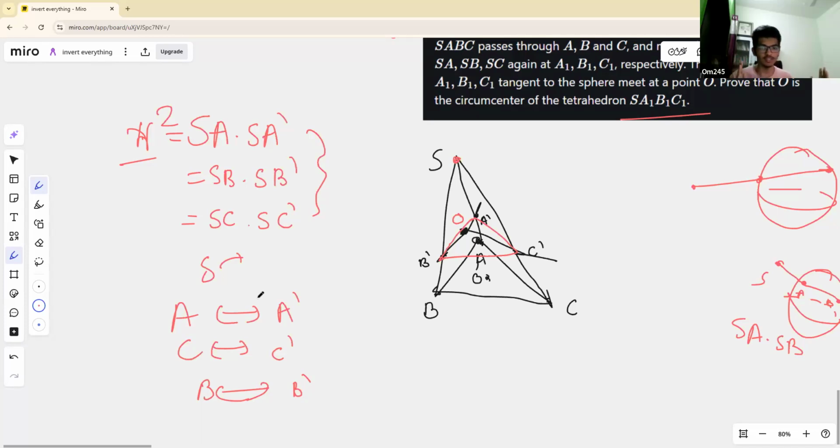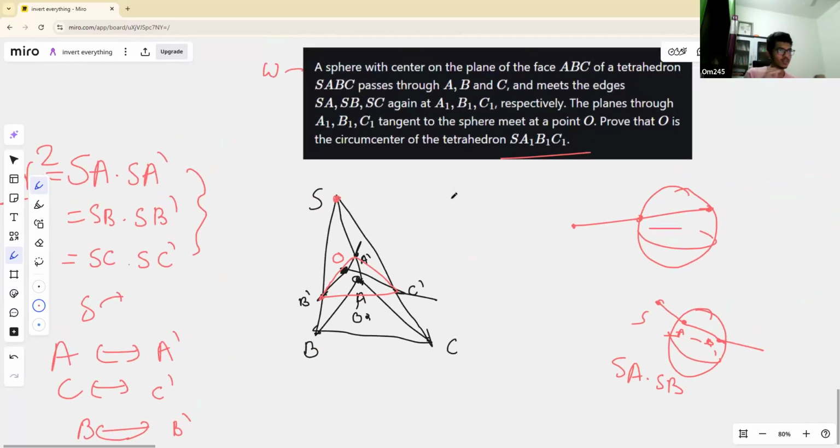So let's try to decode things. First of all, what are we given in the question? What should we look for? We have ABC, and the sphere omega maps to itself, because we are also saying it's orthogonal basically. Now we have the planes at A dash, B dash, C dash, which are tangent to our original sphere omega. So let's try to think where these planes will map.